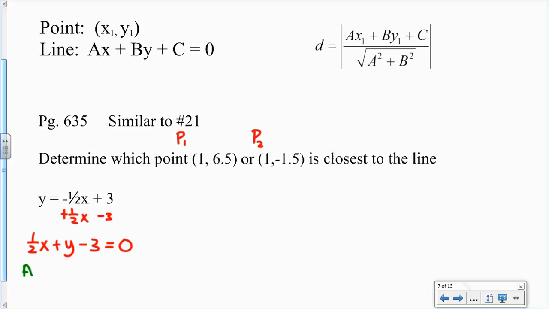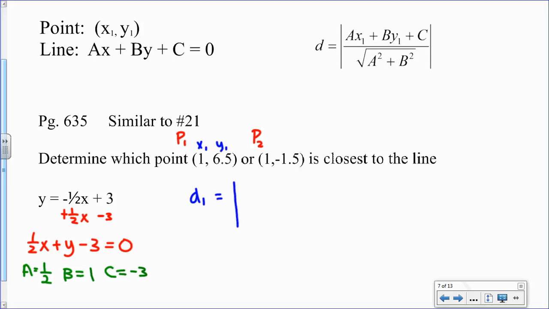So A is what? A is 1/2. B is 1. And C is -3. Okay, so if I'm going to find the distance from point 1 to this line, I'll call that distance 1. Then this is my x1, y1. So all we're doing is plugging into this formula here.